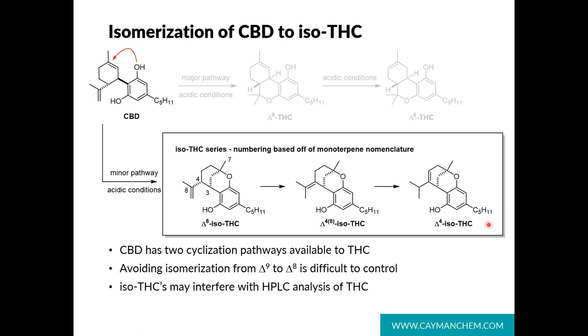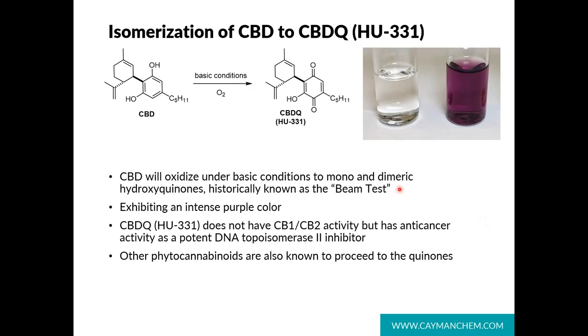Now that we've seen what happens to CBD under acidic conditions, let's explore the reaction of CBD under basic conditions. The treatment of CBD under basic conditions is also known as the Beam test, which was described in the early 20th century by Dr. William Beam as a colorimetric test. Under the test conditions, CBD is treated with a 5% potassium hydroxide solution in ethanol, and over time it produces this very vibrant purple-colored solution.